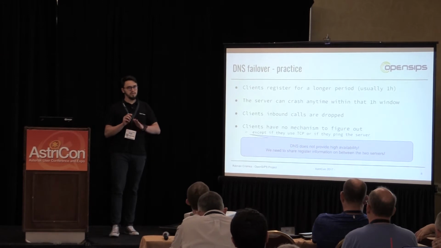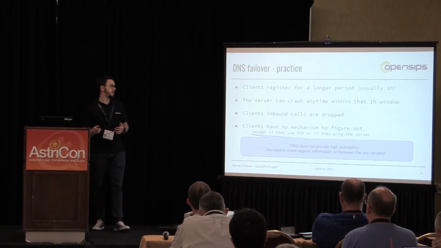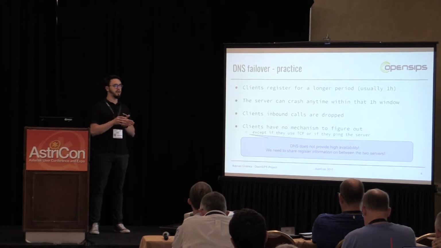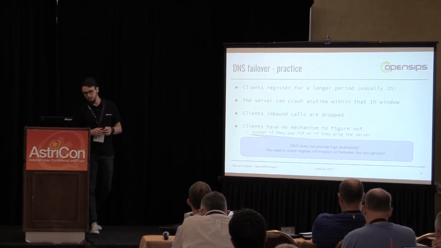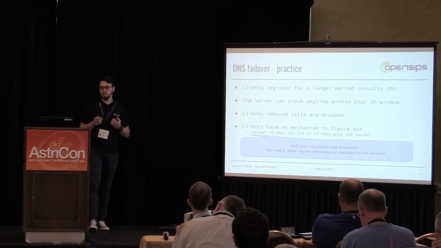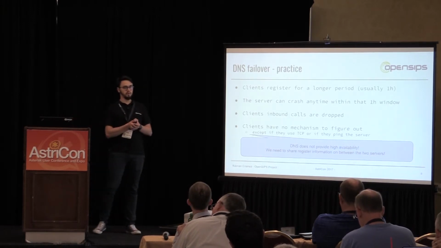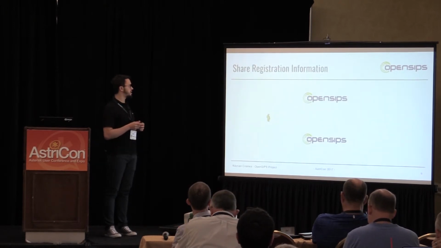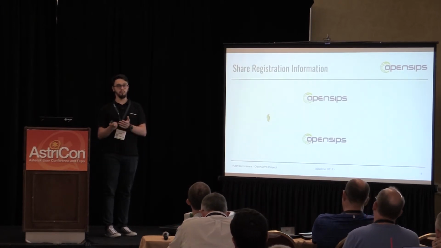So as you see, DNS does not provide any kind of high availability. If one server goes down, it simply has failover abilities. So we somehow need to share the register information with the second instance. And I have here an example of how that works.